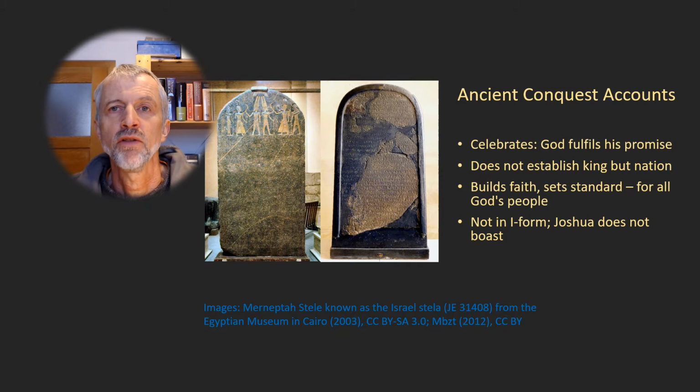Different from other accounts, Joshua is not in the I form. The narrative does not elevate Joshua, nor does he boast in the way the kings in those other conquest accounts do. That this is the main idea of Joshua is confirmed when we look at the summary statements in chapters 11, 21, and 23. They're worth reading in full, so that's what we'll do next.